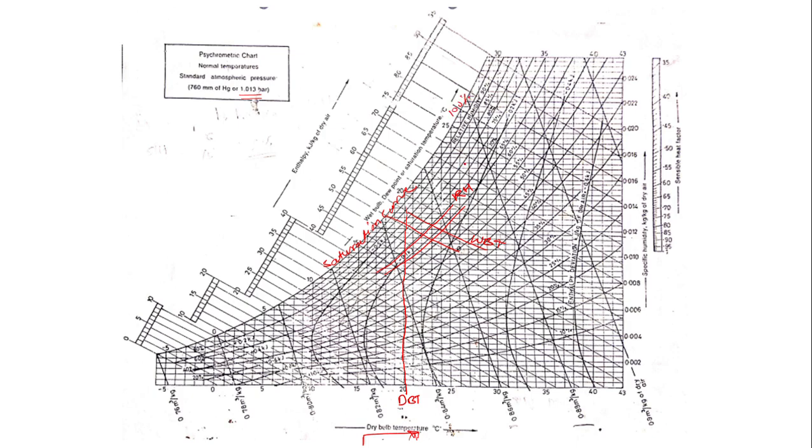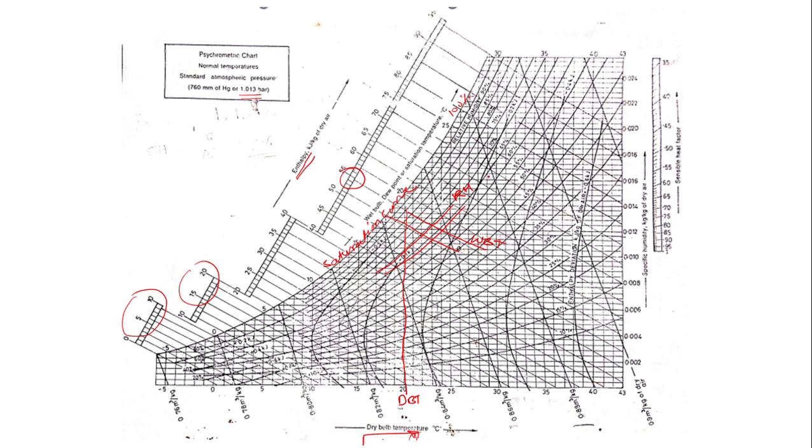Relative humidity is 100%. Fine, then if I extend this particular wet bulb temperature line beyond the saturation curve, then you can see there is one scale provided over here. So this scale is nothing but the enthalpy scale. If I extend this wet bulb temperature line, wherever this line intersects this enthalpy scale, I'll get the enthalpy at that particular point.